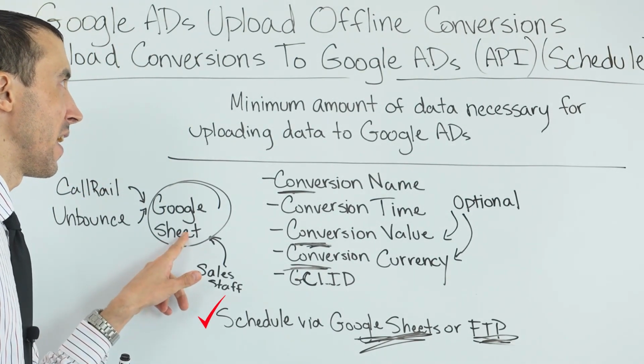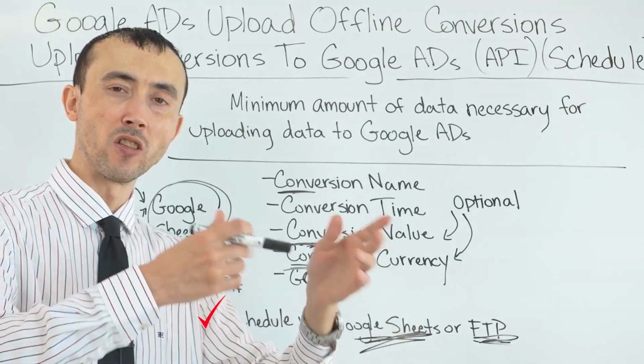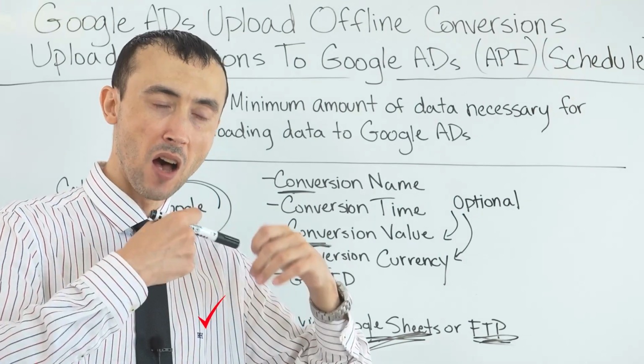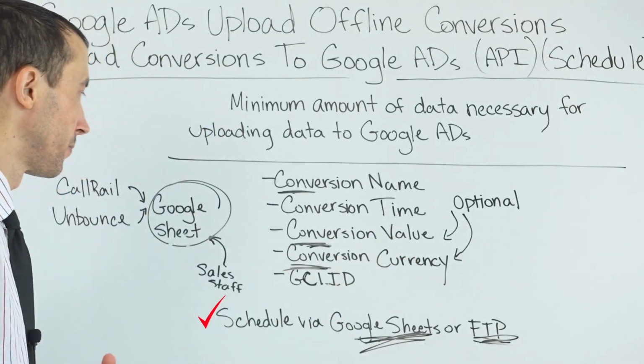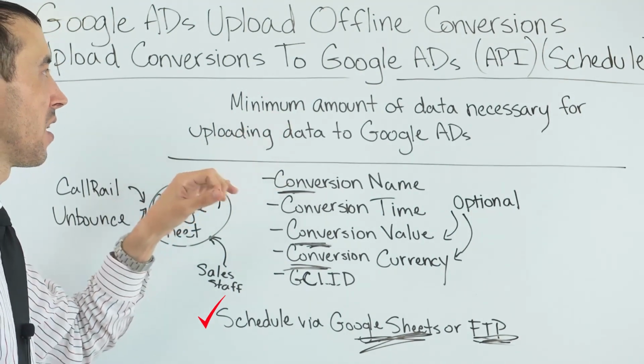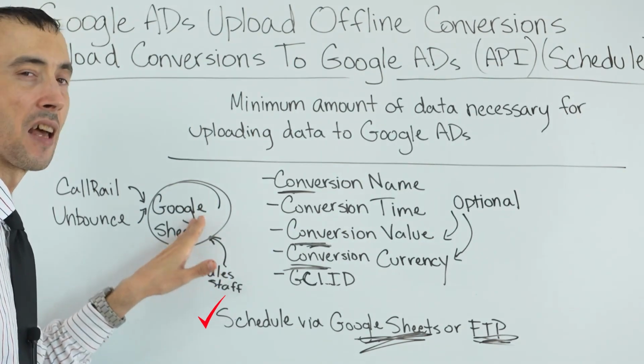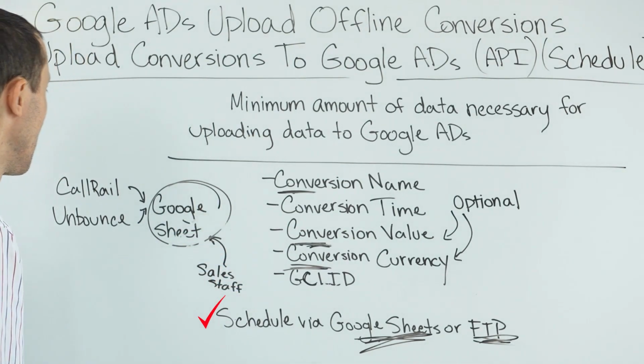So that's one way you can upload your conversions. You don't have to manually go back once a month like we're doing most of the time, uploading the sheet manually to them. Using a Google sheet, set up a schedule through the uploads menu in your Google Ads account to check that Google sheet on a regular basis.